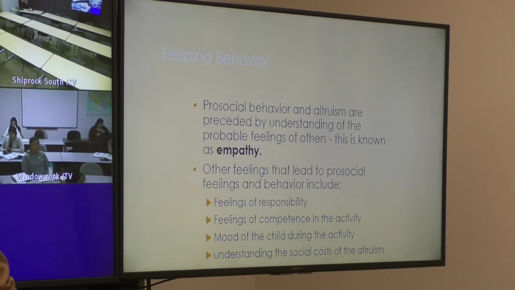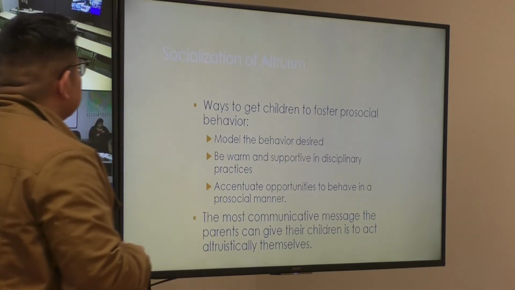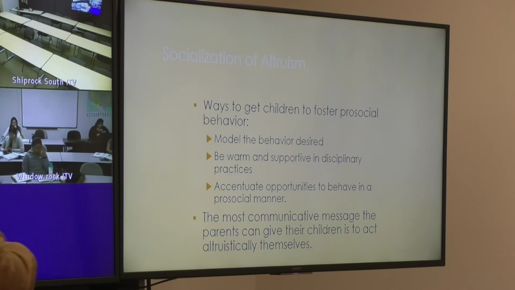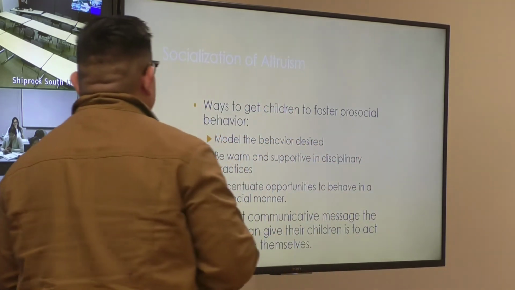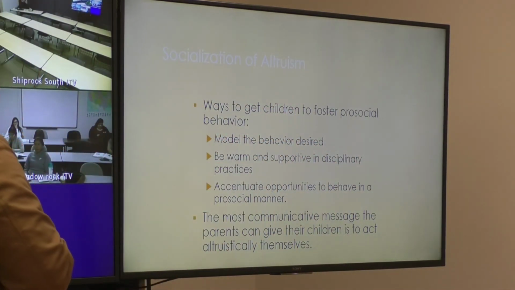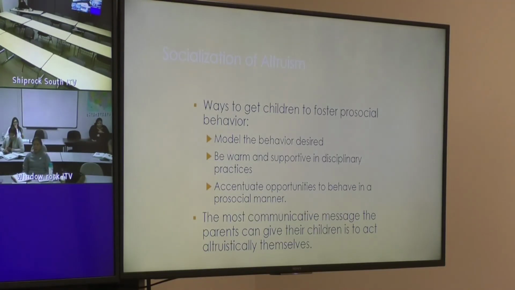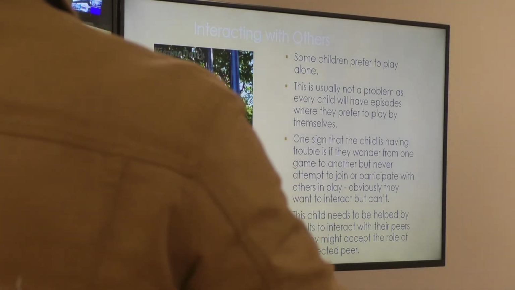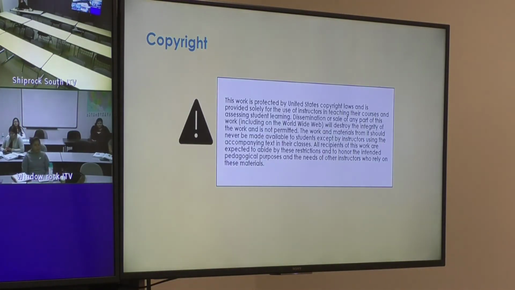Feeling responsibility, feelings of competence in the activity, mood of the child during the activity, understand the social costs of altruism. Ways to get children to foster pro-social behavior: model the behavior desired, be warm, supportive, accentuate opportunities. The most communicative message parents can give their child is to act altruistically themselves. So if you're saying, hey, we need to help people, or you need to be friends with your friends, but you're not yourself, again, it creates a mixed message. So interacting with others, that is there. Content matters: television shows with pro-social themes can inspire pro-social behavior in toddlers.